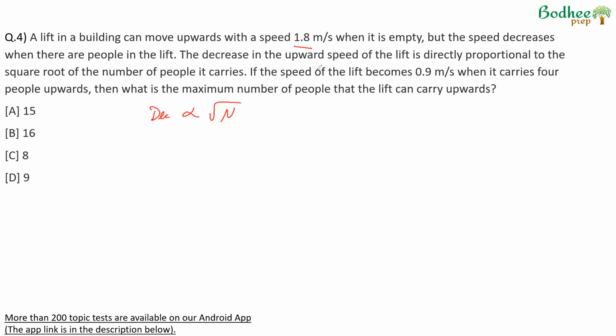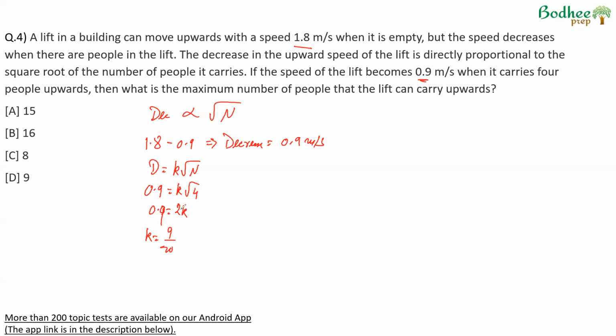If the speed of the lift becomes 0.9 meters per second, that is, the speed goes from 1.8 to 0.9 meters per second, we can say that the decrease is 0.9 meters per second when it carries 4 people upwards. Therefore, decrease will be equal to a constant into root of n. Decrease is 0.9 when there are 4 people, and therefore 0.9 is equal to 2k. K comes out to 9 by 20.